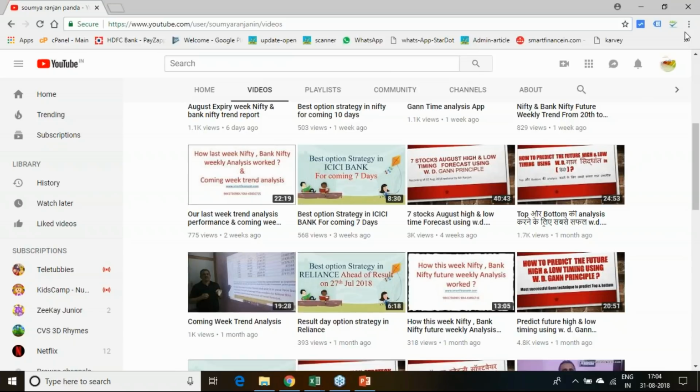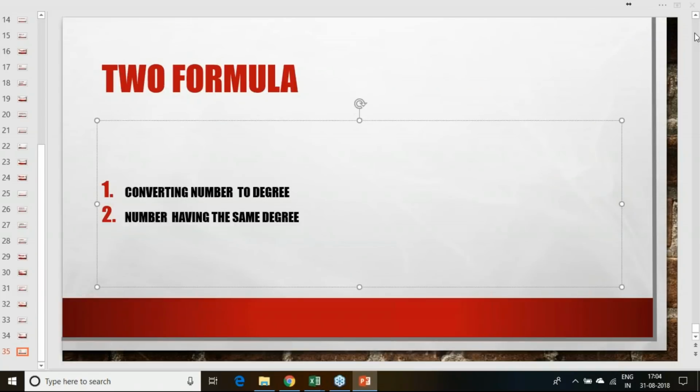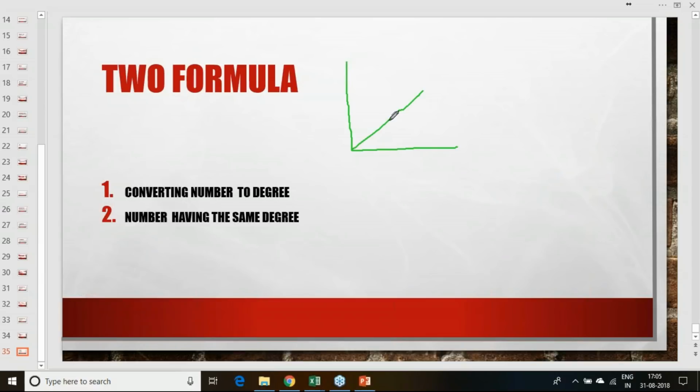I will not go through the details of those formulas. There are just two formulas here; we are using only two. One is converting a number to degree. Why is it essential? Because time and degree have a very close relationship. Numbers can have the same degree. If you take one trend line and say this trend line is 45 degrees, it has many numbers. Here one number comes, its value is different. Here another number comes, its value is different. Every place you get a new number with a different value, but all these numbers fall on the 45-degree trend line. That is done by the second formula.